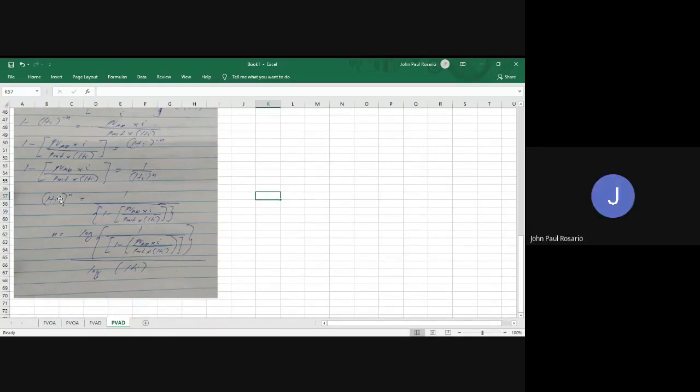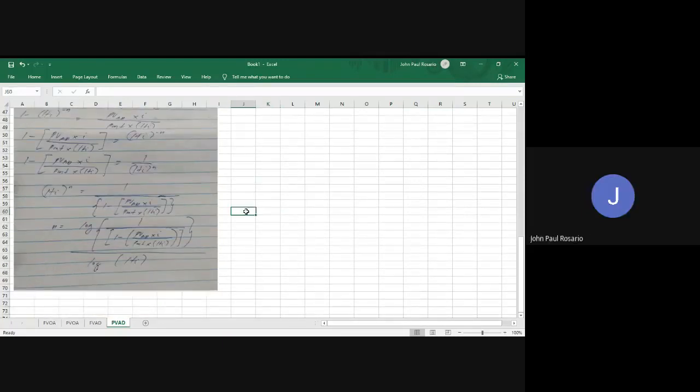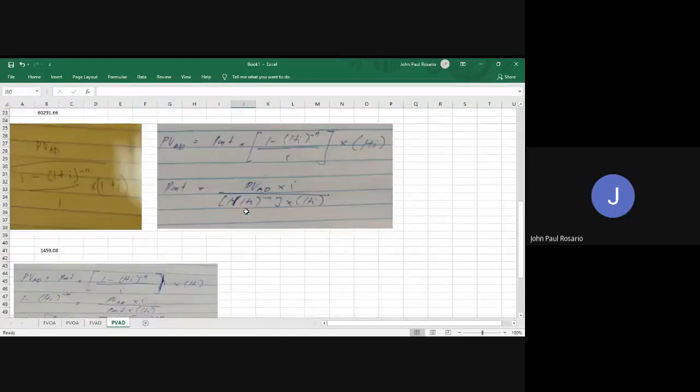So, (1 plus I) to the power of N is equal to 1 over 1 minus PVAD times I over payment times (1 plus I). And then with this, we can now use logarithm. Okay. So with this, we know that our PVAD is, how much was that?